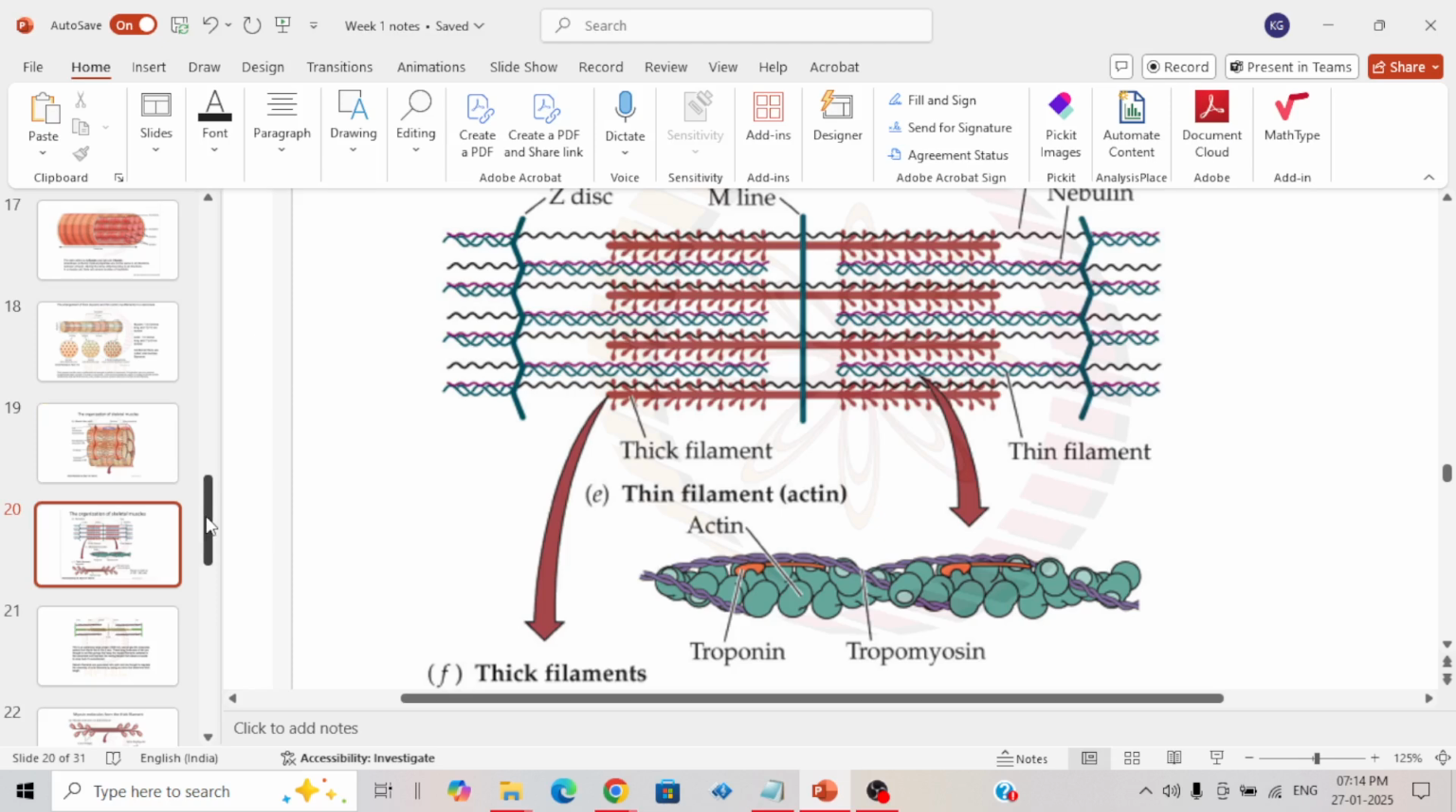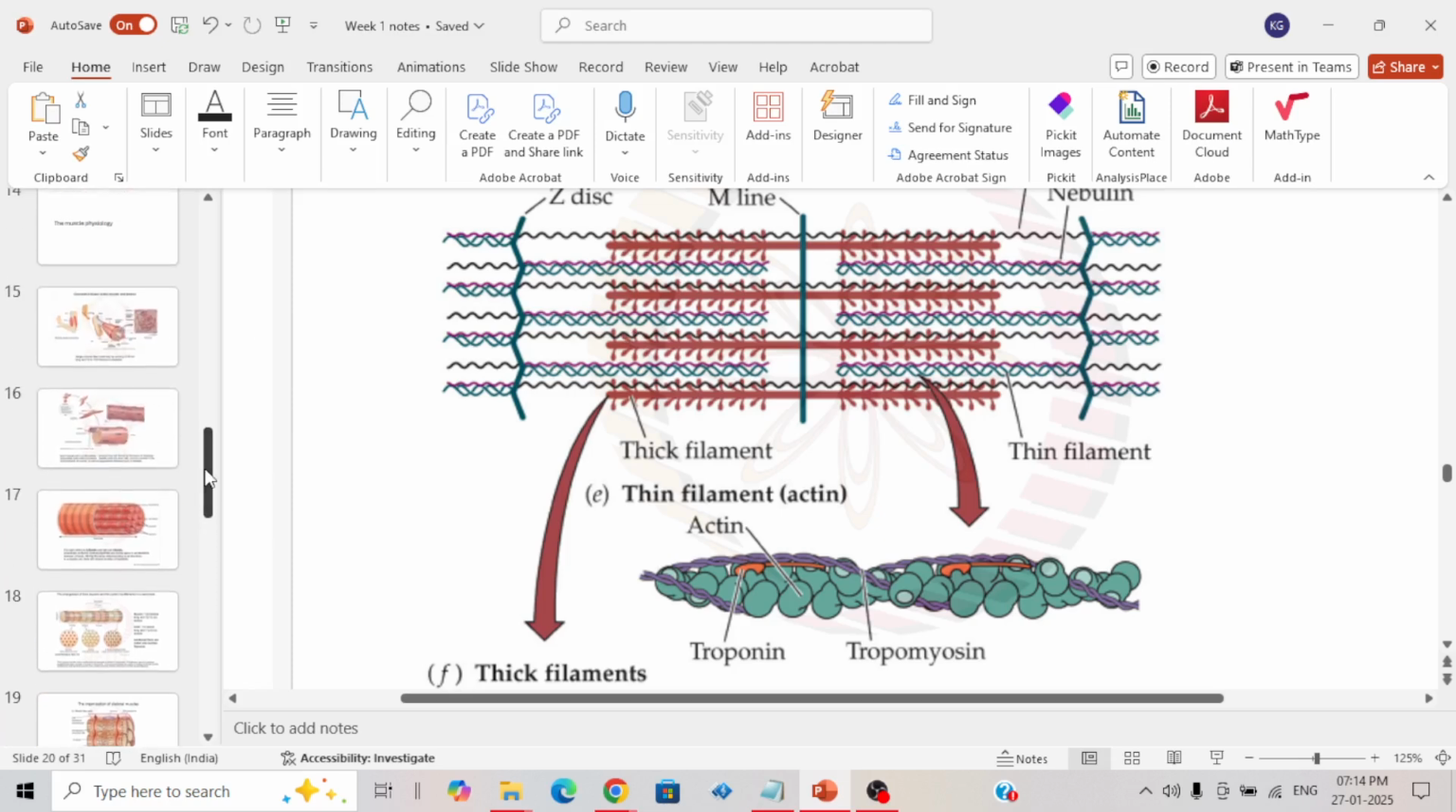Okay, sarcoplasmic reticulum is a rich source of which ion? Calcium ion. Very good. Calcium ion from the sarcoplasmic reticulum is released through the DHP receptor and ryanodine receptor. Ryanodine receptors, very good.